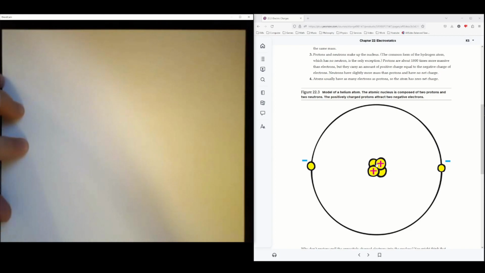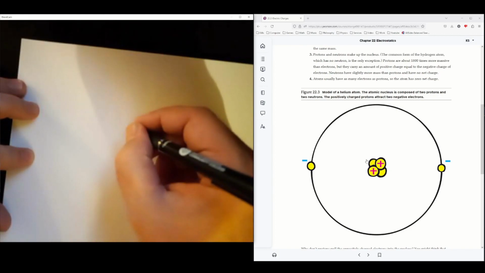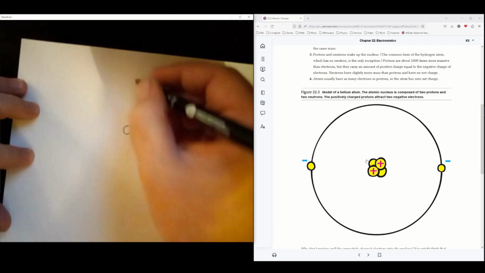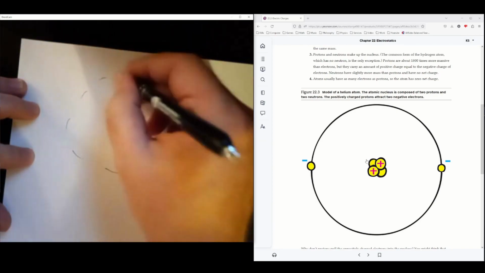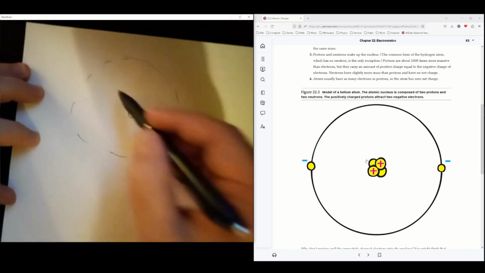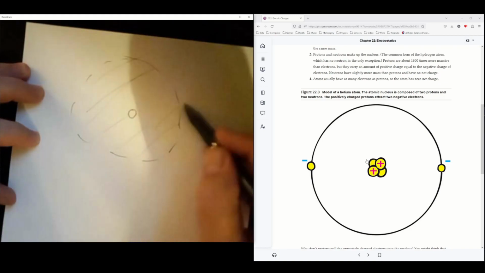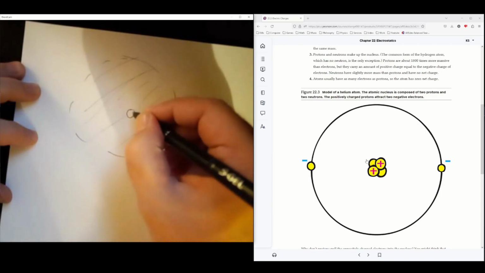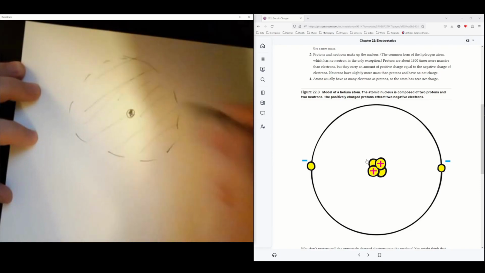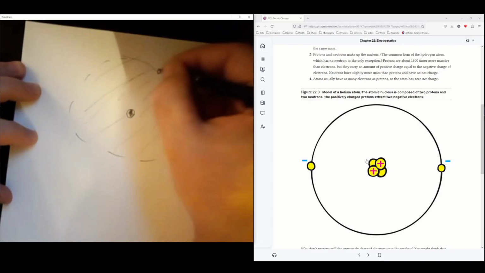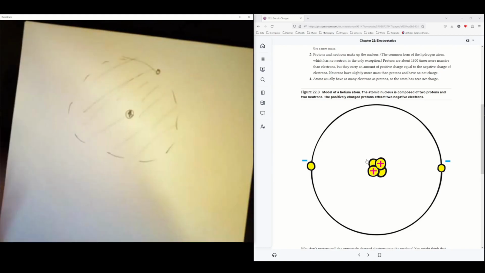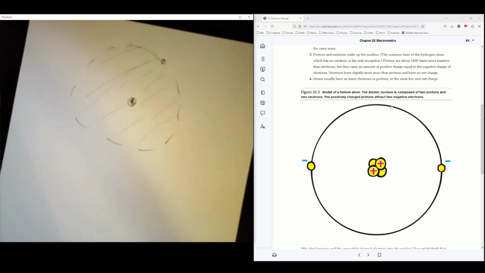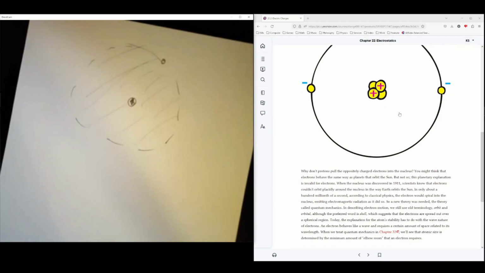Another thing about this picture, the nucleus and the electron: an atom is actually mostly space. That's really what an atom is, mostly open space. You have this tiny center and even tinier particles orbiting around it, and matter is made of a lot of open space.